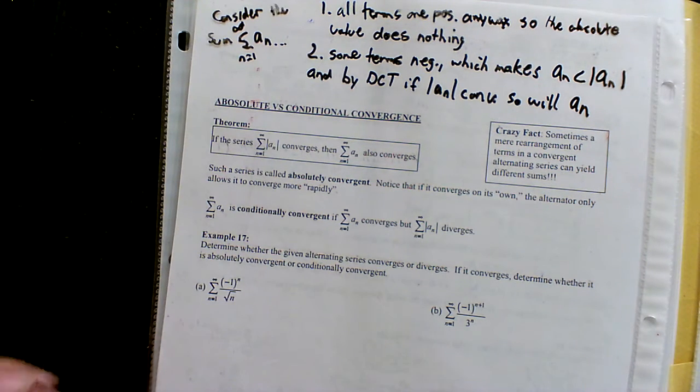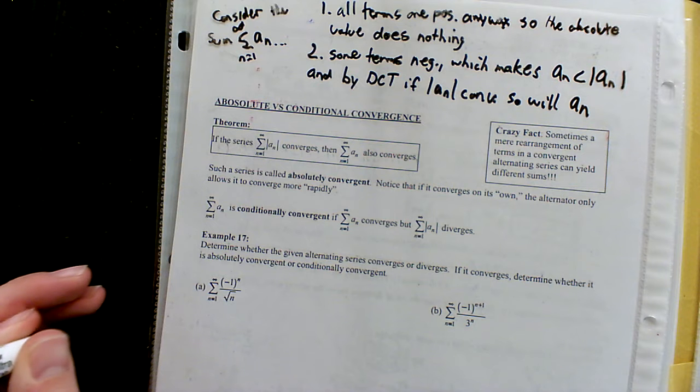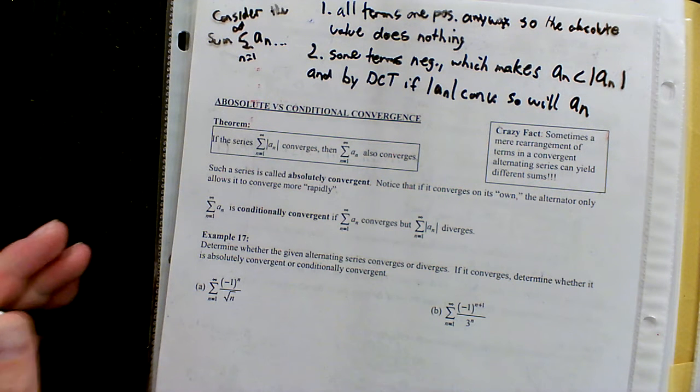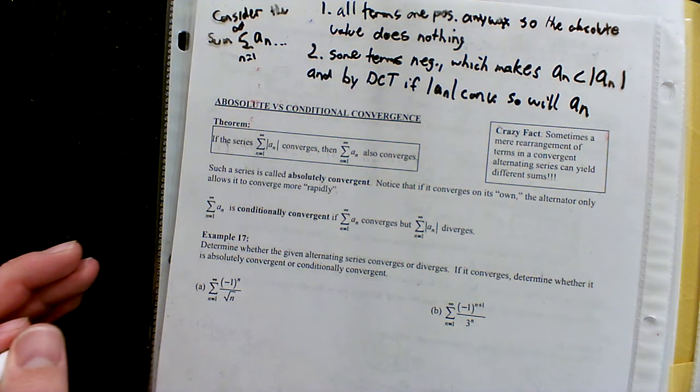So let's actually talk about the theorem then. Basically what we said above, but if the series from 1 to infinity of the absolute value of an converges, then the sum of just an will also converge. Like I said, the absolute value will be larger than an, or it will be the same. If the terms were already positive, you take the absolute value, it's going to give you the same thing. Such a series is called absolutely convergent. Notice that if it converges on its own, the alternator only allows it to converge more rapidly. Does that sentence make sense to you? Read that again on your own, maybe. Are we all okay with what that's saying?